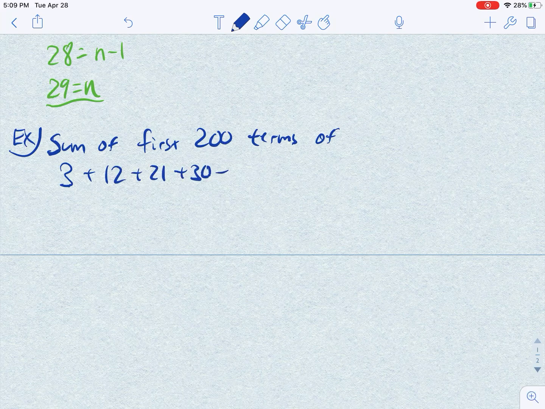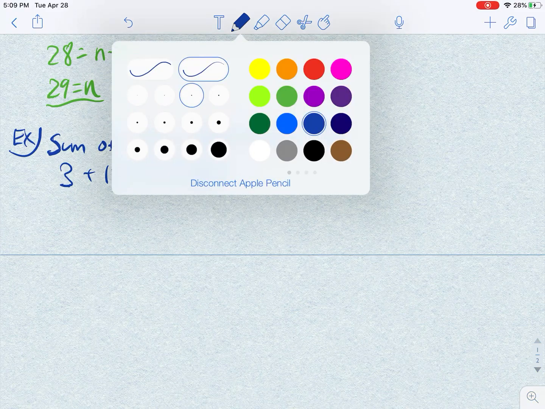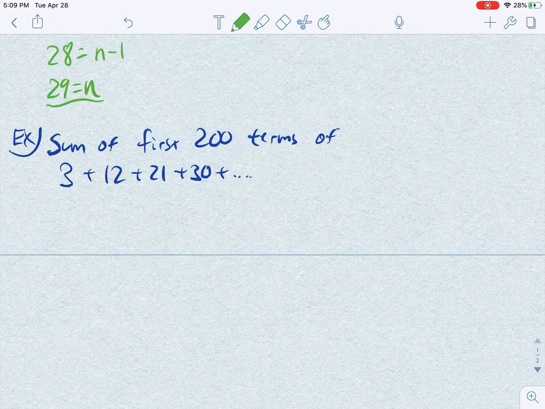Now we're going to add this. We're going to do the sum of first 200 terms of this series. 3 plus 12 plus 21 plus 30, and it goes on and on and on.